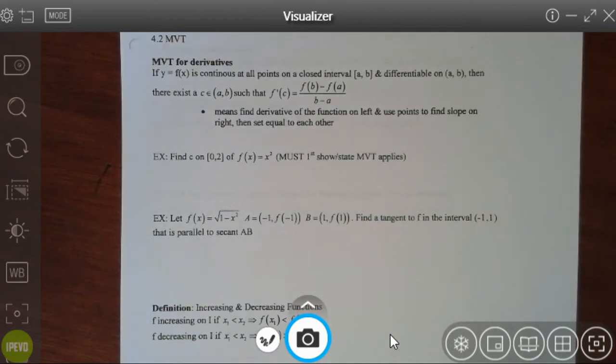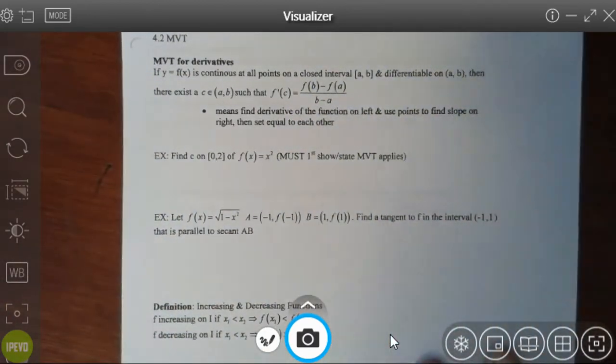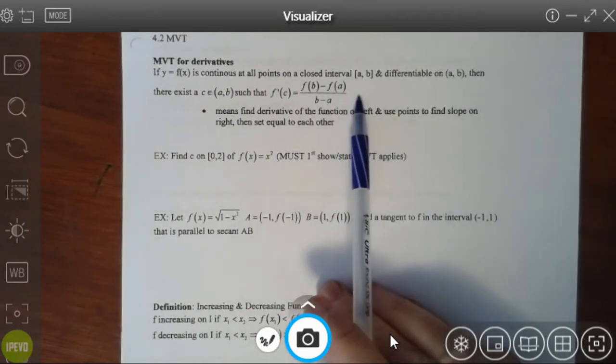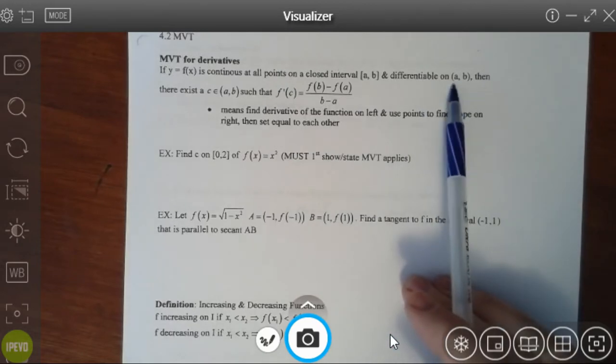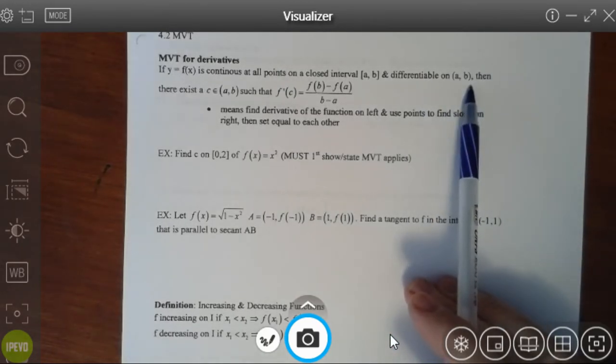All right, so today we're going to talk about the mean value theorem. We said a little bit about it in our limits chapter, but what the mean value theorem states is that if you have a function that is continuous on a closed interval, so continuous on the endpoints, and differentiable on the open interval. That means the endpoints do not have to be differentiable.